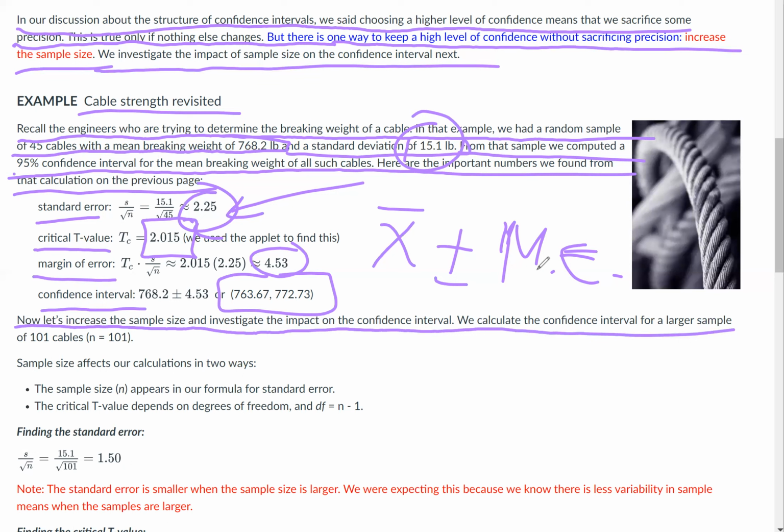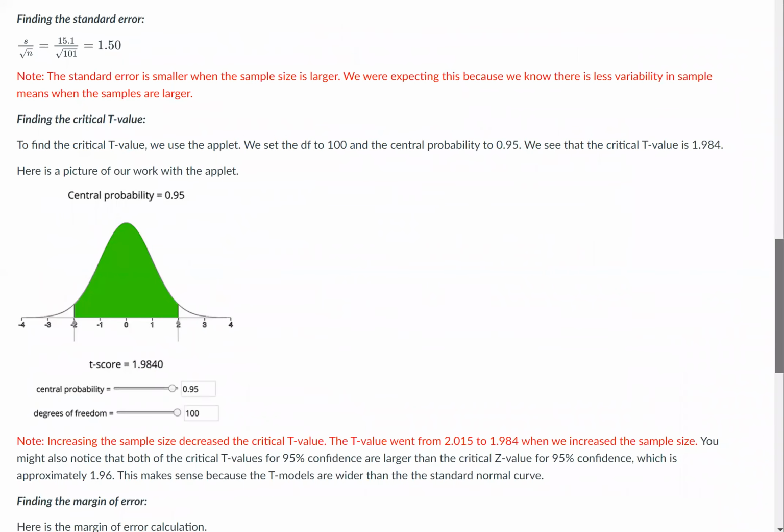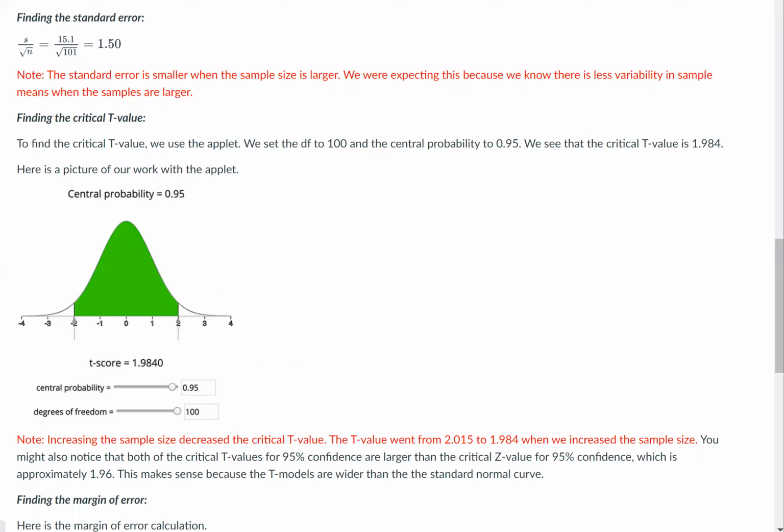We calculate the confidence interval for a larger sample of 101 cables, mostly so that the degrees of freedom will be one less than that, 100, a nice round number. The sample size affects our calculation in two ways. First, the sample size n appears in our formula for standard error. Also, the critical t value depends on the degrees of freedom. df, degrees of freedom, equals n minus 1. So in this case, degrees of freedom would be 101 minus 1, or 100. So we'll look at calculating the standard error first.